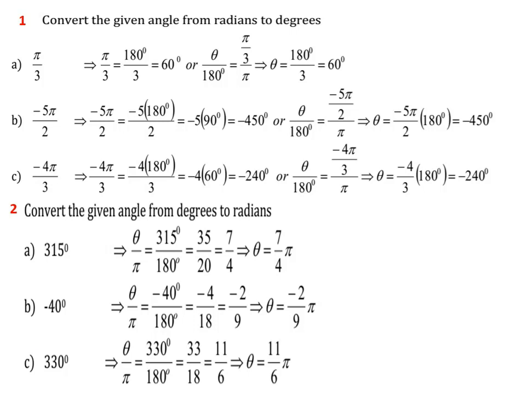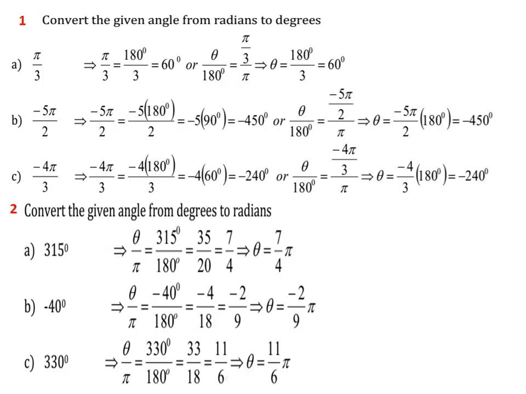C, 330 degrees. This implies that theta over pi is equal to 330 degrees over 180 degrees. When we simplify this, the zero cancels the zero, and we have 33 over 18. Again, when we simplify by 3, we have 11 over 6. So theta over pi equals 11 over 6, and multiplying both sides by pi, we have theta equals 11 over 6 times pi.